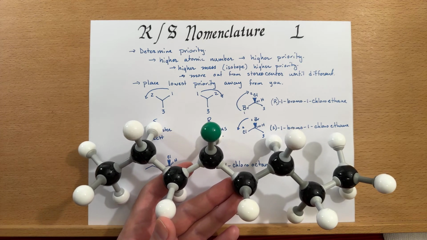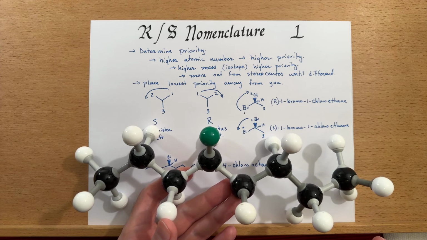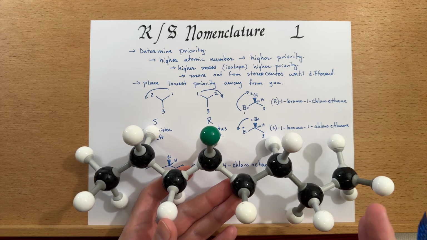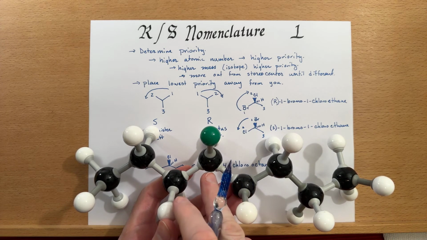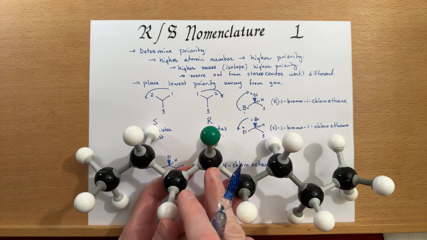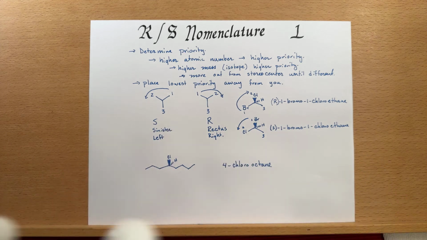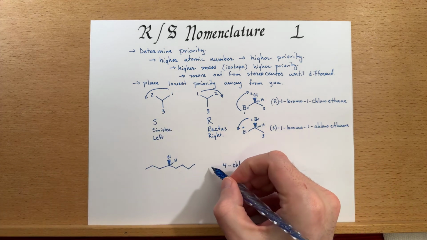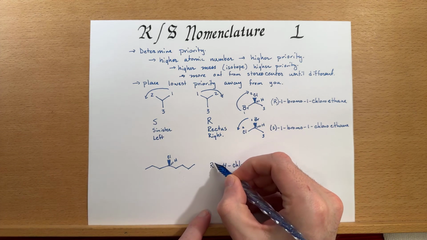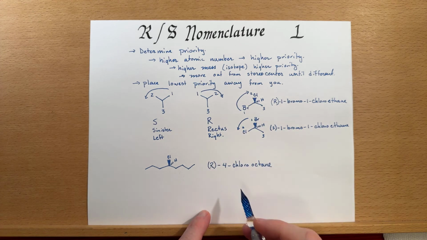So when you get long molecules like this, you may have to go a fair distance away from the stereocenter to determine what the priorities are. So that was an R configuration.